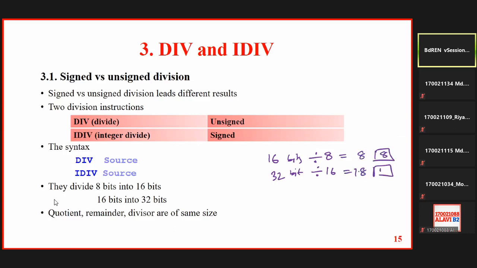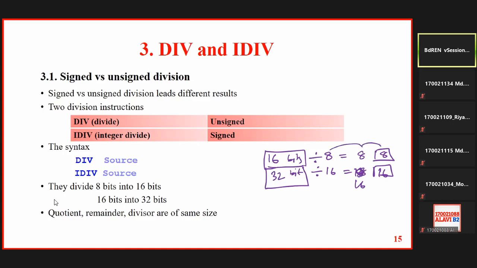Oh, sorry, in this case 16 and 16. That means your dividend, the thing that you will be dividing, can be 16 or 32 bits, and the other things like the divisor, the remainder, and the quotient should all be of the same size. Is it okay?